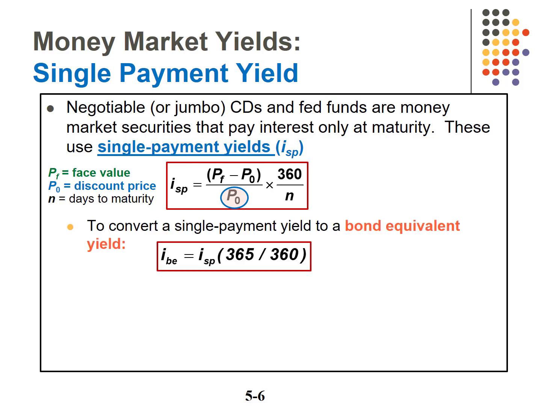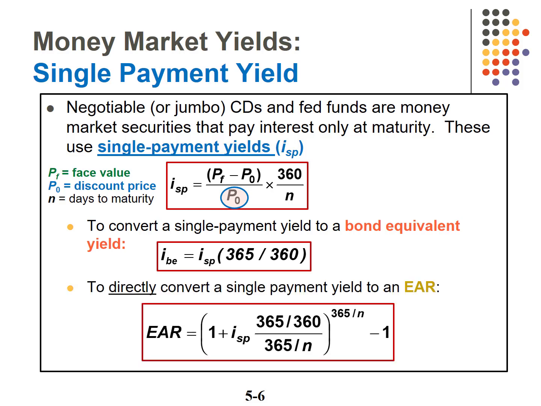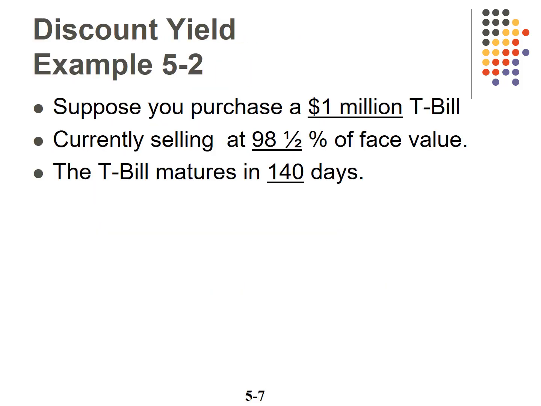To convert a single payment yield to a bond equivalent yield, the middle formula. Note the conversion from 365 and 360. Last but not least, you can convert a single payment yield directly to an EAR without going through the bond equivalent yield first. Again, note the use of 360 and 365. So here come the examples.